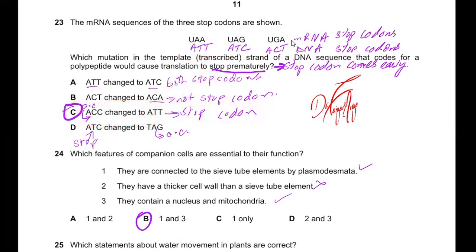Last, they are saying ATC changes to TAG. ATC is still a stop codon. It changes to TAG. TAG is not a stop codon. So again, D cannot be the answer.